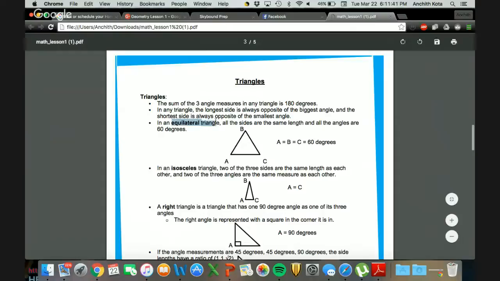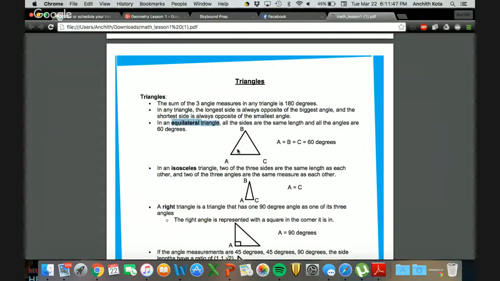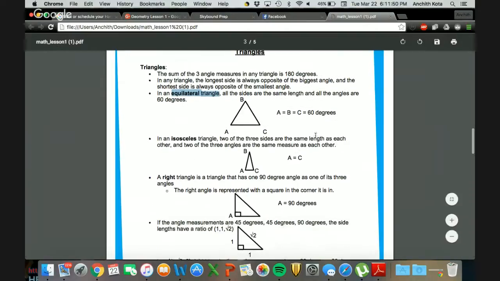And then an equilateral triangle is a special type of triangle where all the sides are the same length because all the angles are the same. And they're all 60 degrees because 180 divided by 3 gives you 60.